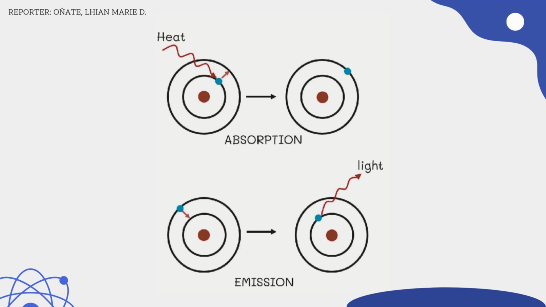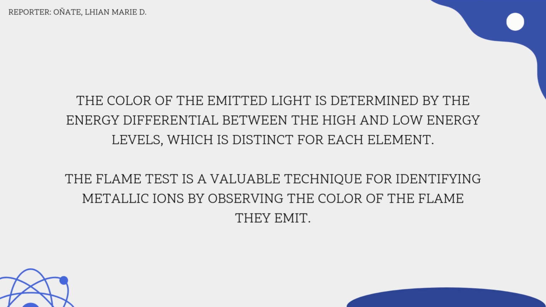As they fall back down, they release the absorbed energy in the form of light. The color of the light emitted depends on the energy difference between the excited and the ground state of electrons. Different metal ions have different energy levels, and it results in different colors of light. Upon reverting to their initial state, they emit energy in the form of light. The color of this light is determined by the energy difference between the high and low energy levels, which is unique for each element.